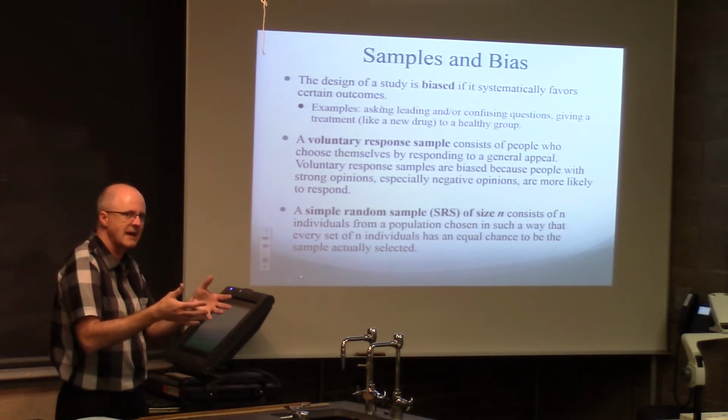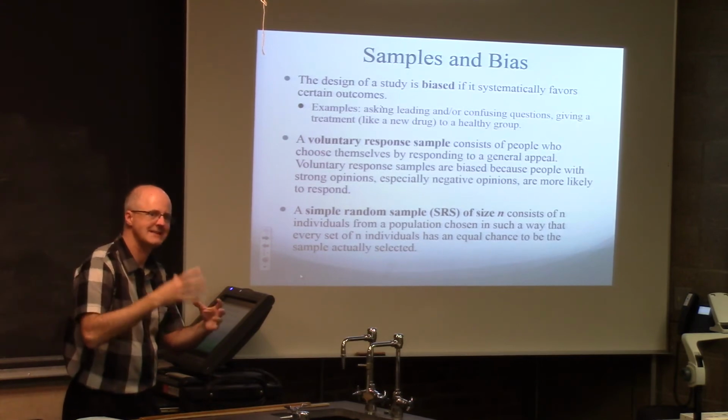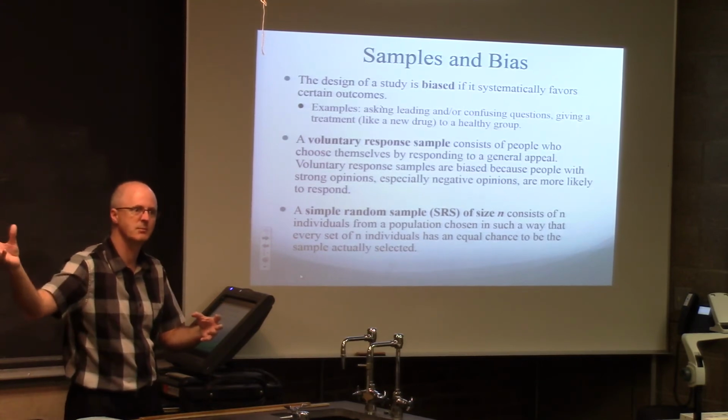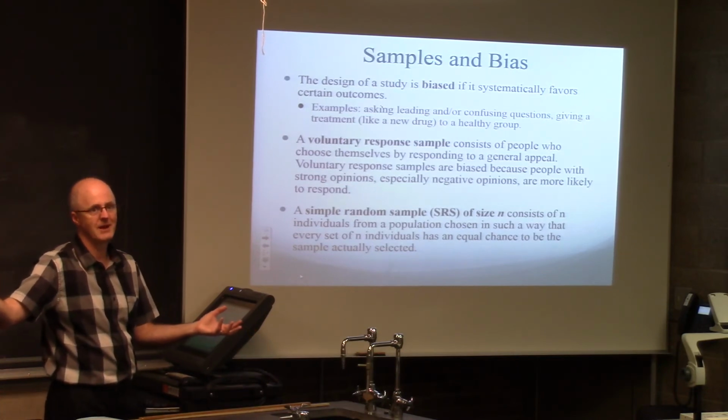You've got some group of 10 people from a population of 1,000 people. If that group of 10 people has the same chance of being selected as every other group of 10 people, which would be a lot of groups of 10 people, then you would call it simple random sampling.